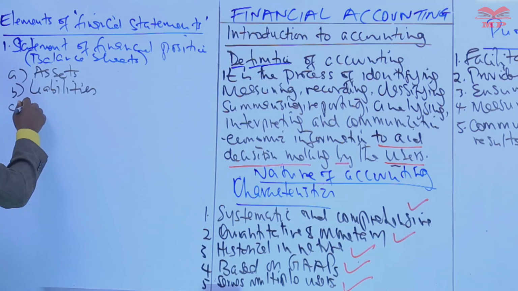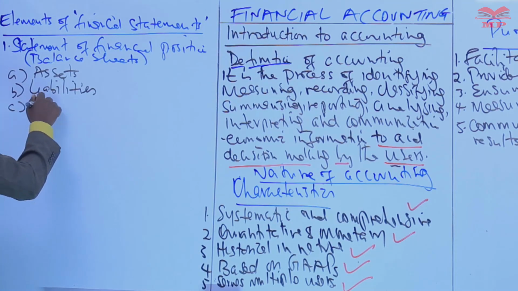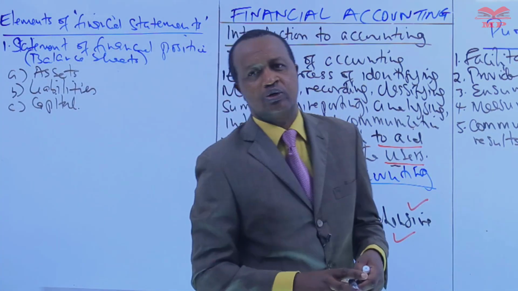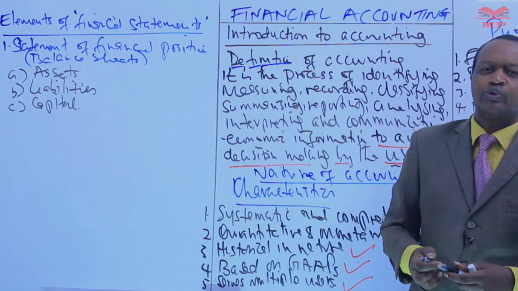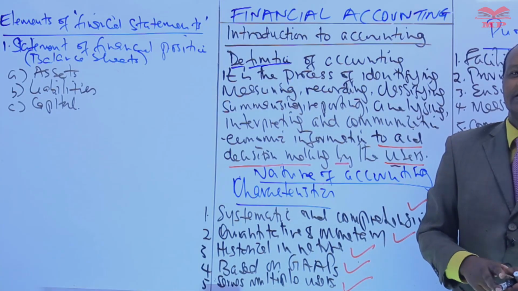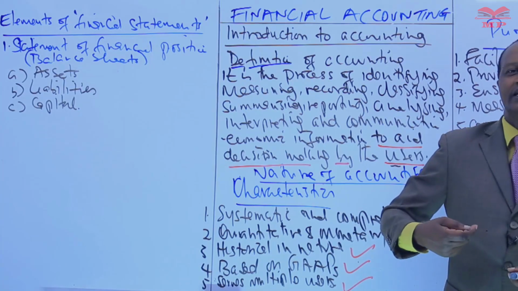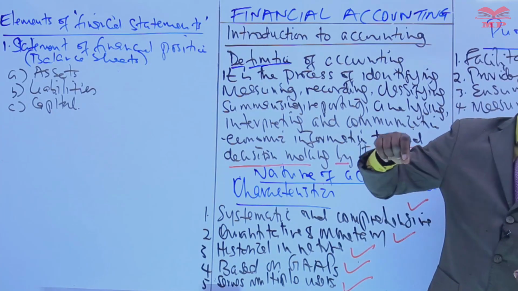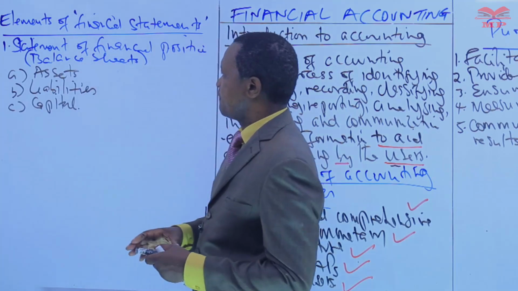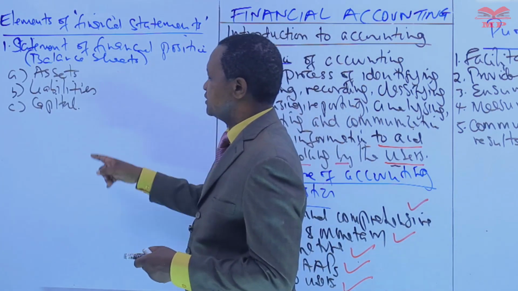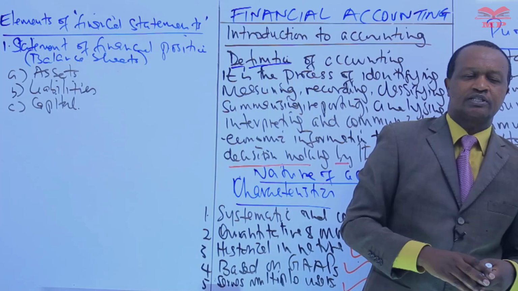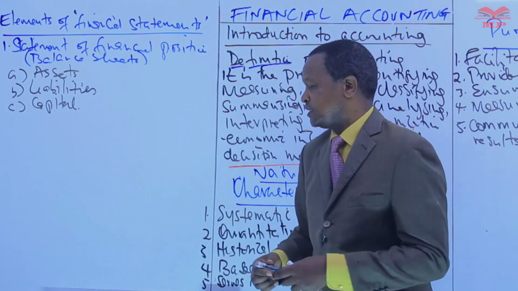The third element is known as capital, or equity. What is equity? Now, equity is the residual interest in the assets of a company after deducting liabilities. So if you have assets and liabilities, when you deduct these liabilities from the assets, what you have is capital. You understand? That's equity.